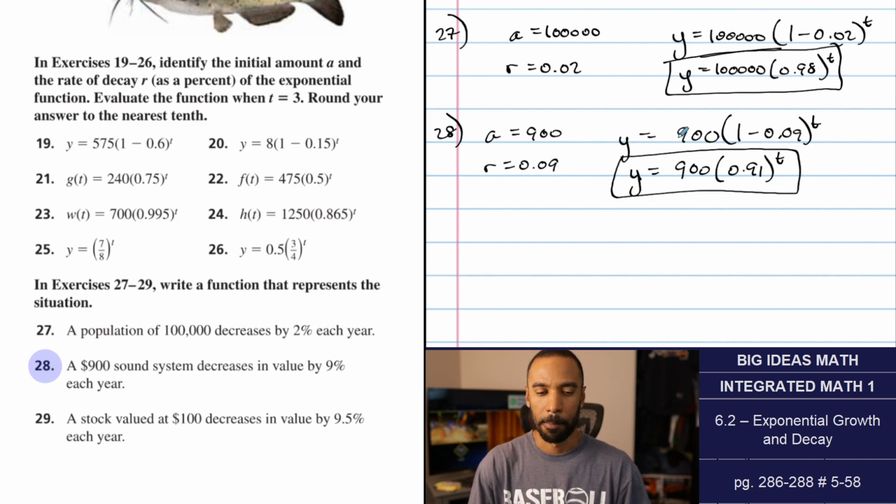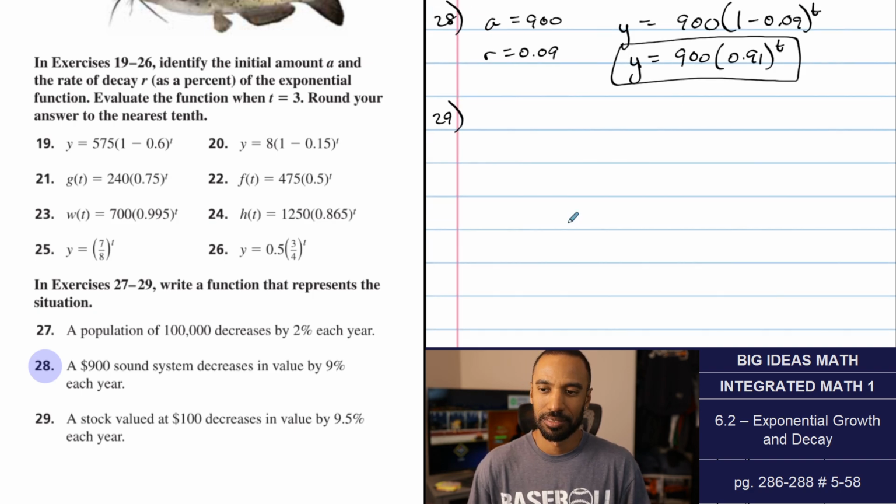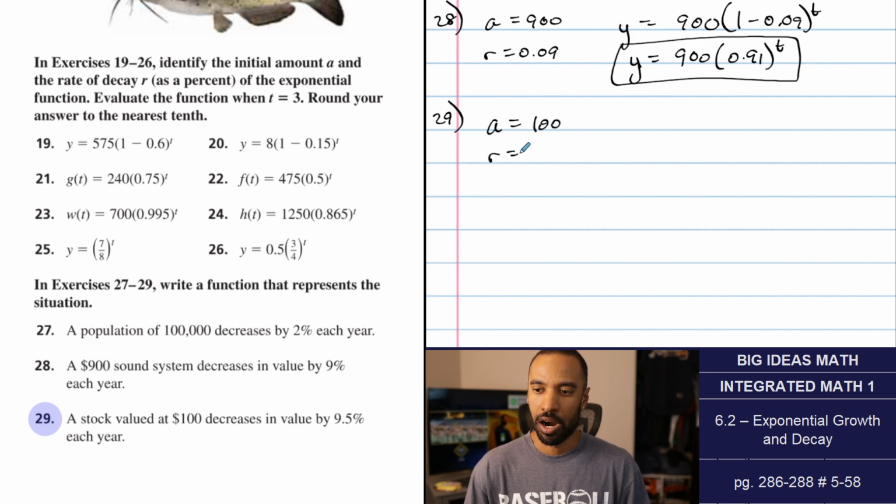Simplified. And number 29, since this is our last one, I'll see if I can do this mentally. Maybe you can. A stock valued at $100 decreases, I don't know why I said increases, in value by 9.5% each year. The A is 100. The R is 0.095.